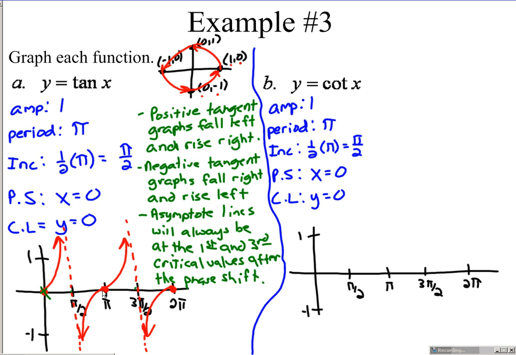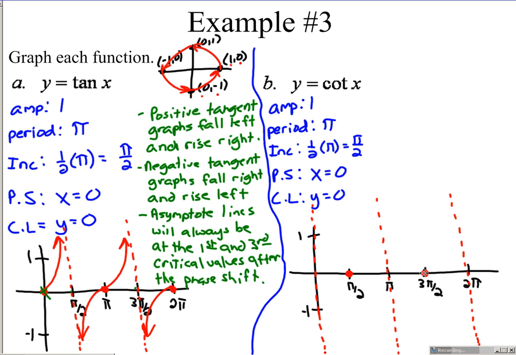Cotangent, we know, is cosine over sine, a quotient identity. So starting at 0, cosine over sine is undefined, so we're going to have an asymptote line at 0. At pi over 2, cosine over sine, 0 over 1, is 0. At pi, cosine over sine, -1 over 0, undefined. 3 pi over 2, cosine over sine, 0 over -1 is 0. And 2 pi, cosine over sine, again, is undefined.